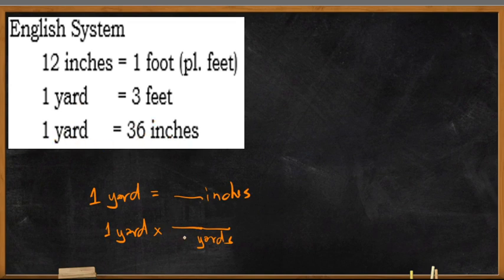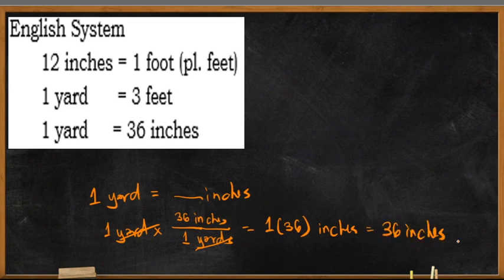So what we are going to do is put the yard here, then we will write the 36 inches on the numerator, the number above. So what will happen is we could cancel the yard, and we will end up only with the unit of inches. So that will be 1 times 36, then the unit will be inches, and this will be equal to 36 inches. So that is how we convert units, by the method of cancellation of units.